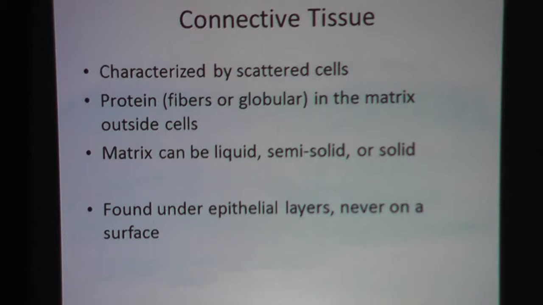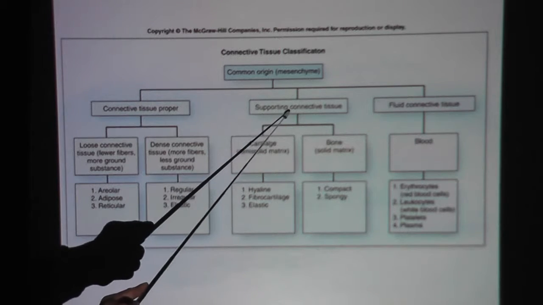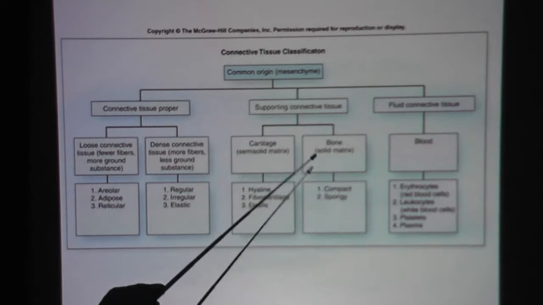Remember, connective tissue has scattered cells, and sometimes in the matrix, that's the space outside the cell. Outside the cell, the matrix can be liquid, solid, or semi-solid. Because we're talking about bones, this would definitely be a solid matrix. So remember, bone is under the heading of supporting connective tissue.